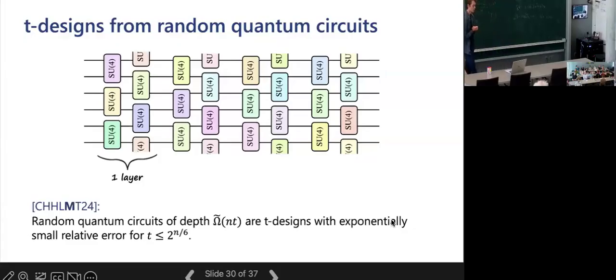So what we prove is that if you take a random quantum circuit of depth Õ(nt), and now there are no ancillas, so the size is just an extra factor of n, these are t-designs with exponentially small relative error, for t up to n^(1/6). So this resolves the first two bullets from the previous slide. It's now for random quantum circuits, and it's exponentially small relative error, so it's secure against adaptive adversaries.